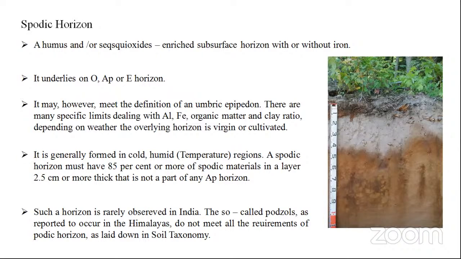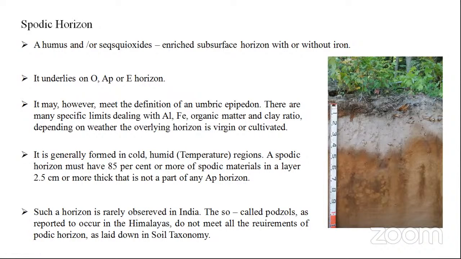It underlies an O, AP, or E horizon. Where it is open, it will underlie the O horizon, or the plough layer, or you can even expect it under the E horizon, the eluvial horizon also. Sometimes it may satisfy the characteristics of an umbric epipedon also.